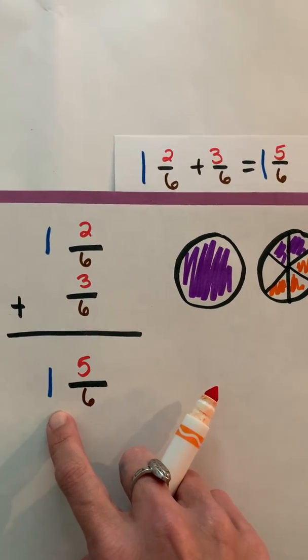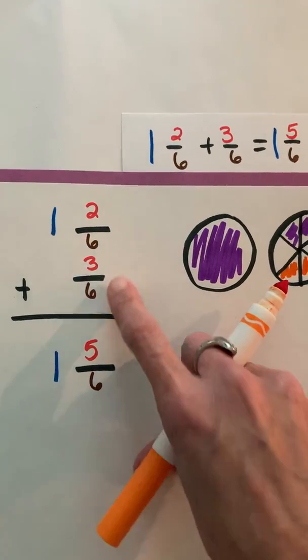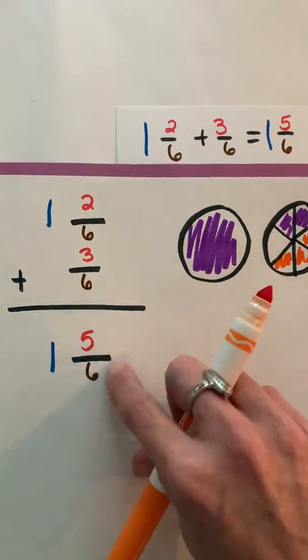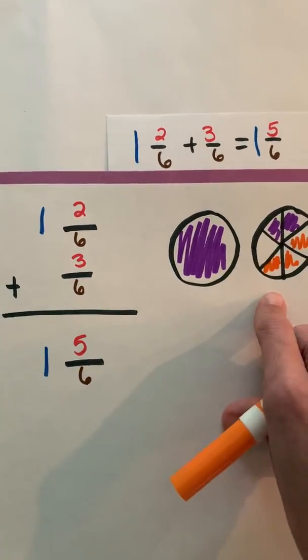Basically, when we are adding fractions, our denominators stay the same. First of all, we've got to make sure they're the same. And if they are, it stays the same. And then we add our parts. And we can see with the model why that works.